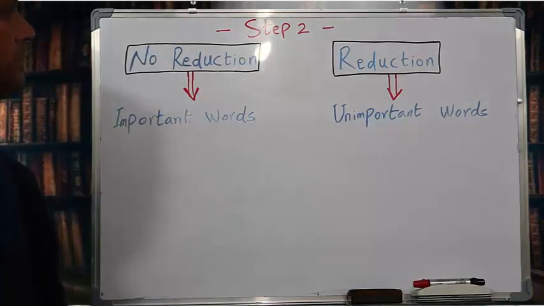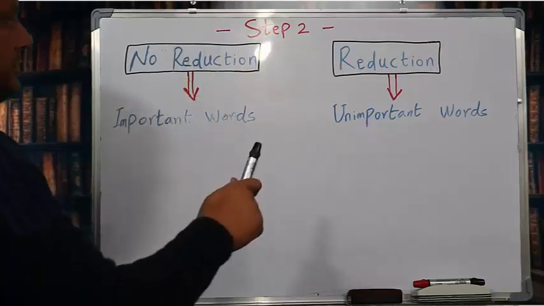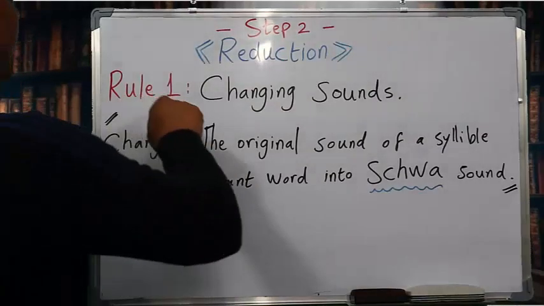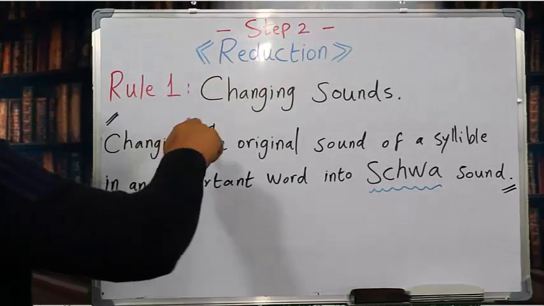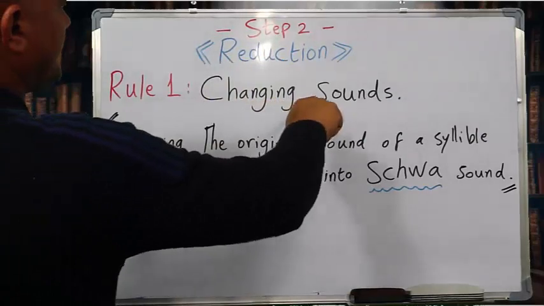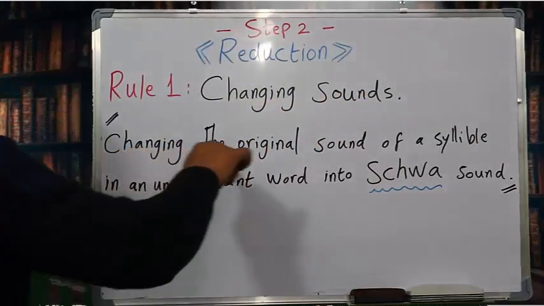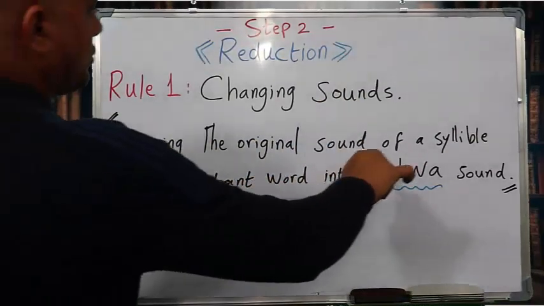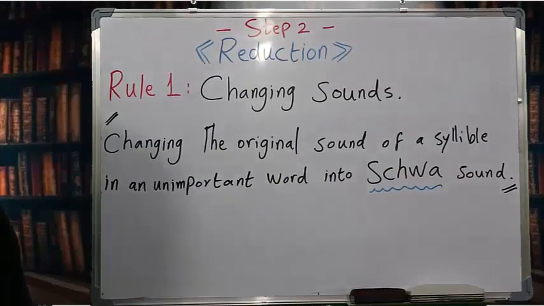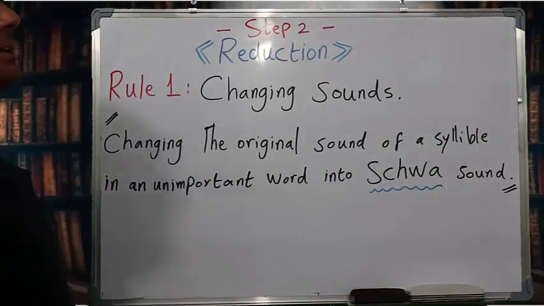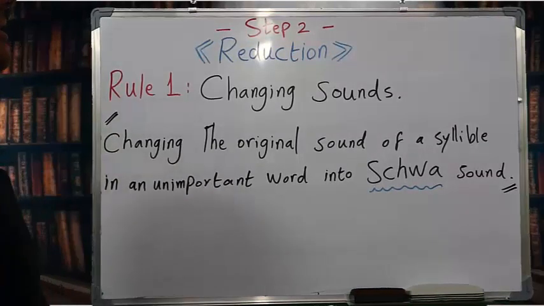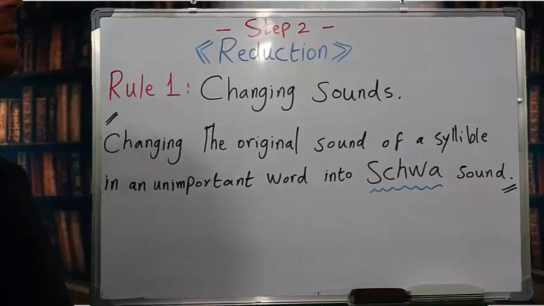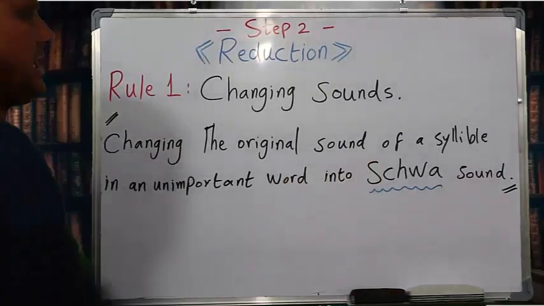So let's go to the rules of reduction. What are the rules of reduction? Here we go. It's rule 1 of reduction. It's all about changing sounds. It says changing the original sound of a syllable in an unimportant word into schwa sound. That means while speaking in American English, we change the original sound of each unimportant word into schwa sound.